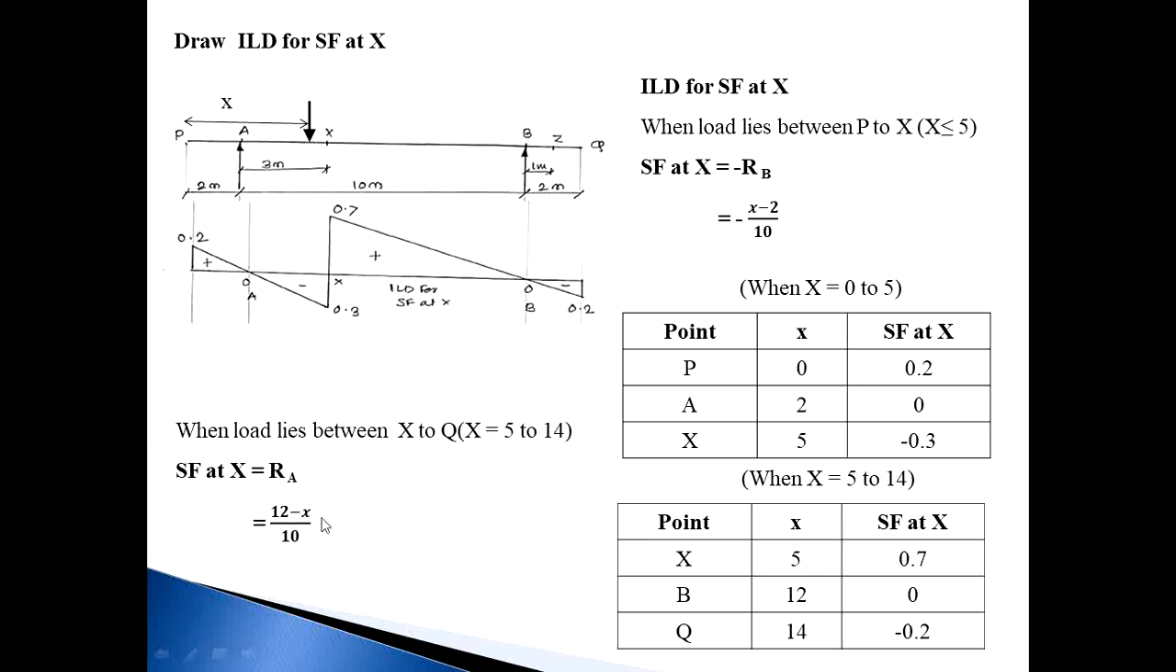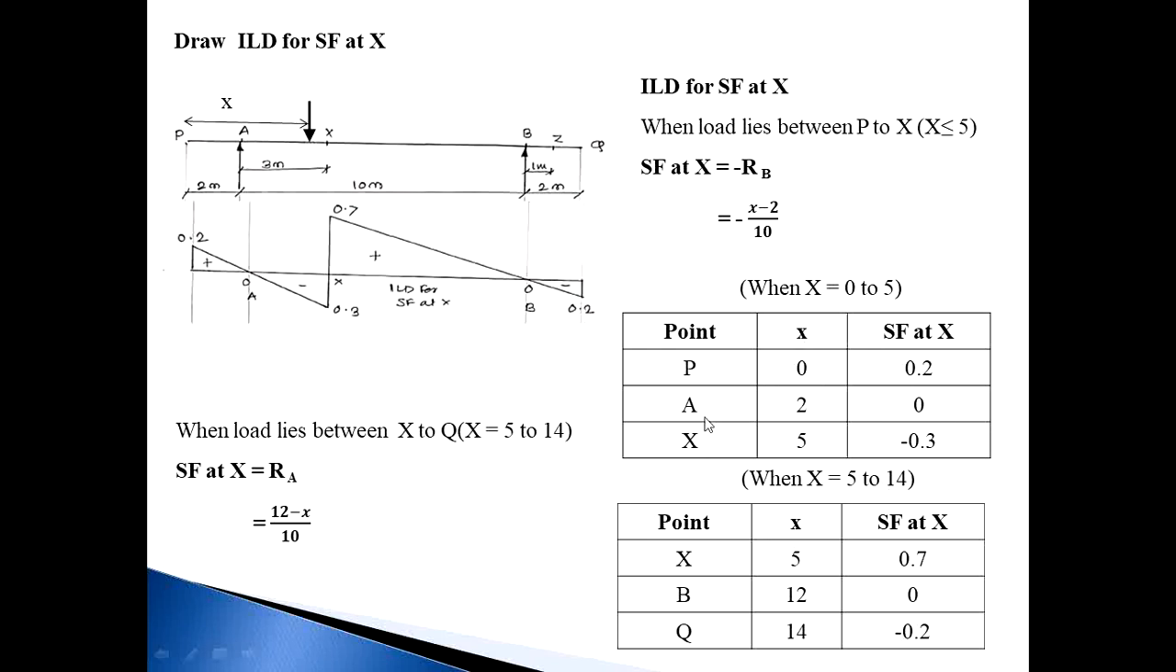By using this equation, calculate all values, that is X, B and Q. The x value for point X is 5 meters. So 12 minus 5 divided by 10, that is 7 divided by 10, is 0.7. B is at 12, so 12 minus 12 is 0, 0 by 10 is 0. Then Q is equal to 14, so 12 minus 14 is minus 2, divided by 10 is minus 0.2.